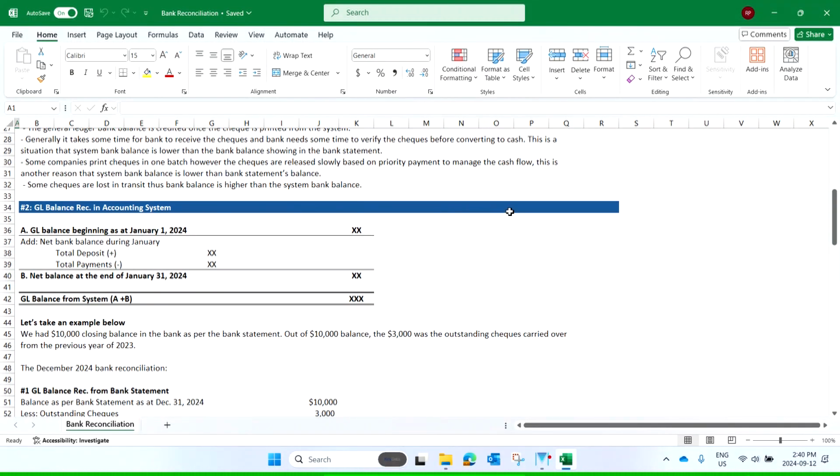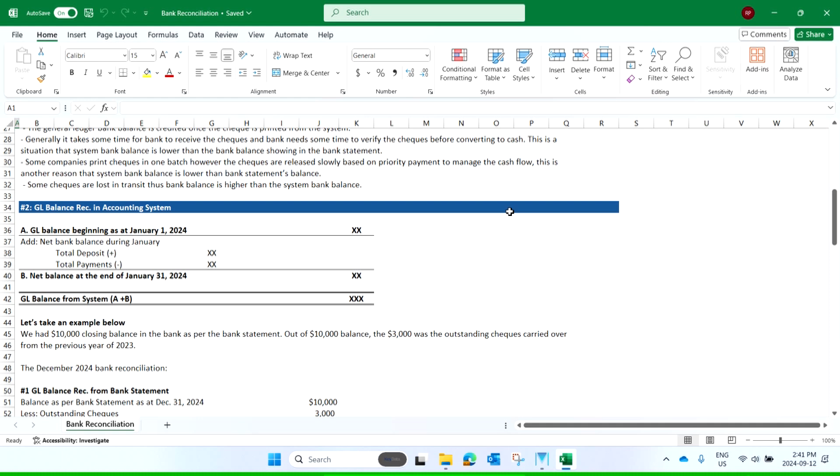So how do we do this? You can just start from the GL balance at the beginning of the period. What is your GL balance at the beginning of the period? Then you look at all the deposits you have during the month. Deposits make the bank balance go up when you get collections or deposits from your customers. In the same way, when you make payments to the vendors, your bank balance will go down.